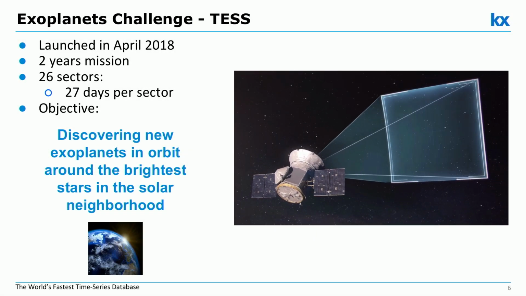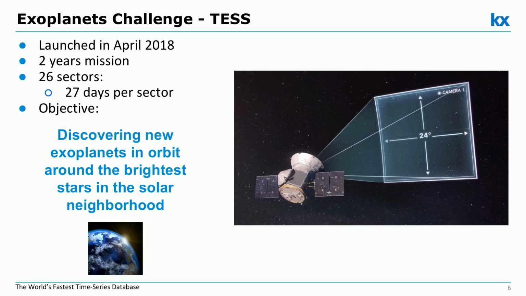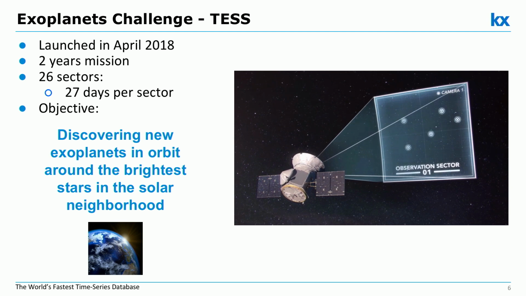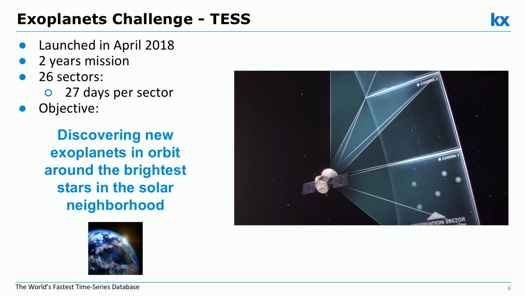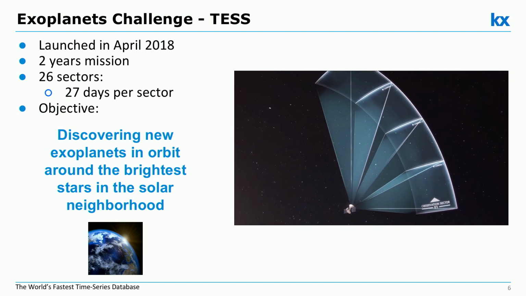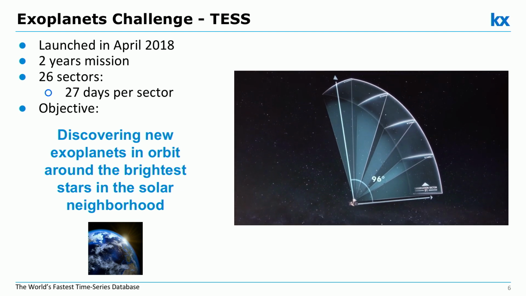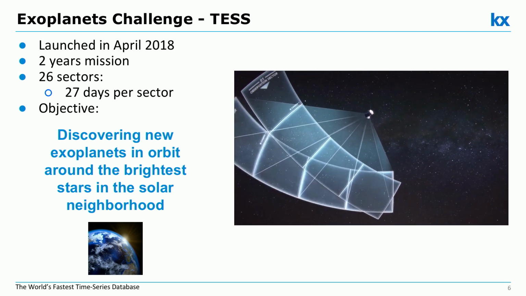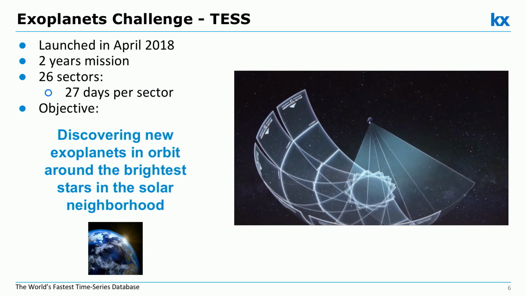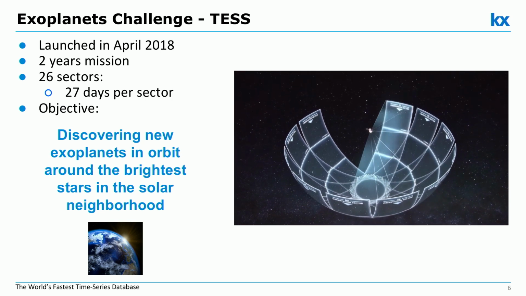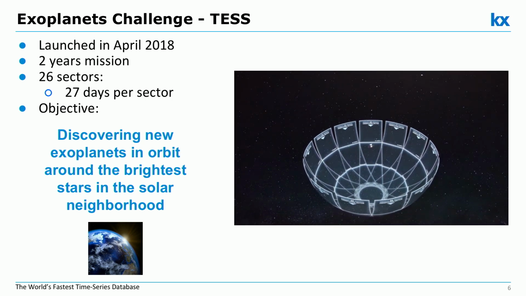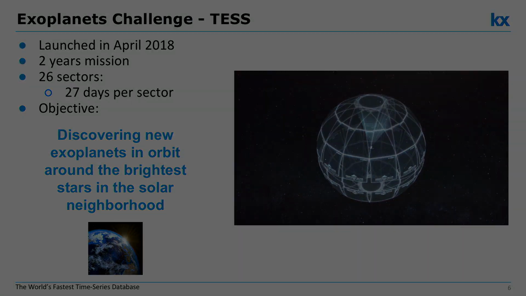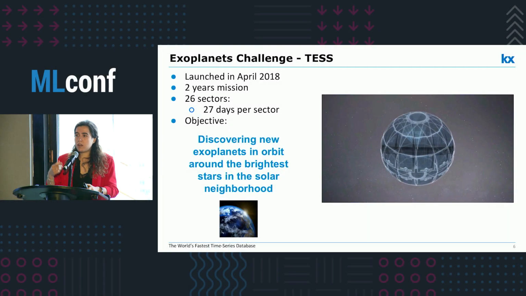Basically, they have split the sky into 26 sectors. The satellite will be looking at each sector for 27 days, taking pictures of the sky at a given frequency. If I don't remember wrong, it's every 30 minutes. In these sectors we have different stars, and we have to find out if a star hosts a planet. First, it will cover 13 sectors in the southern hemisphere, and then it will rotate to the northern hemisphere.